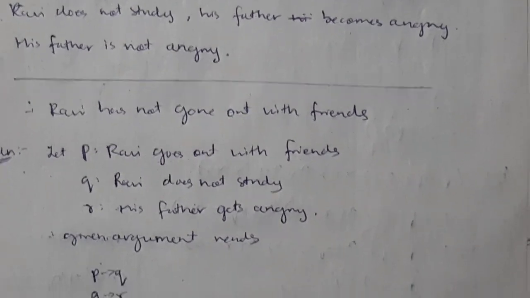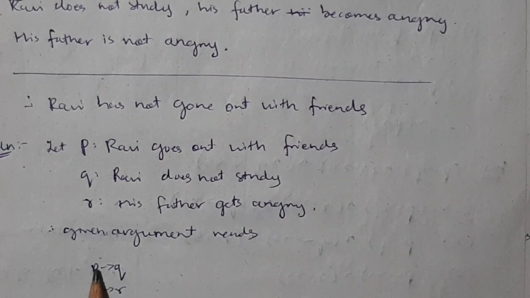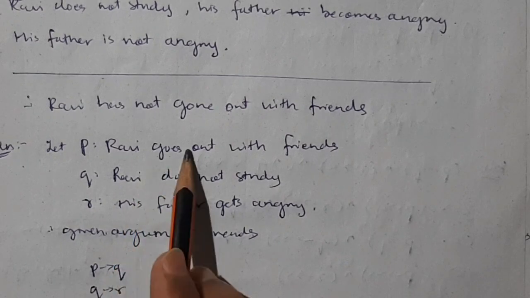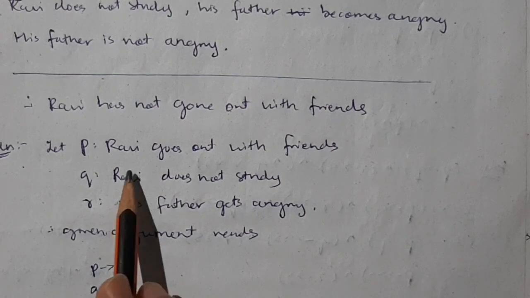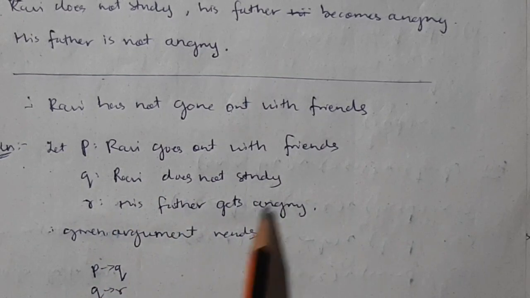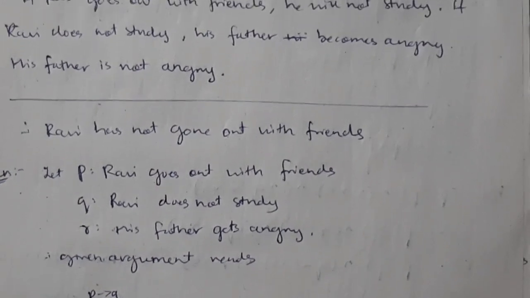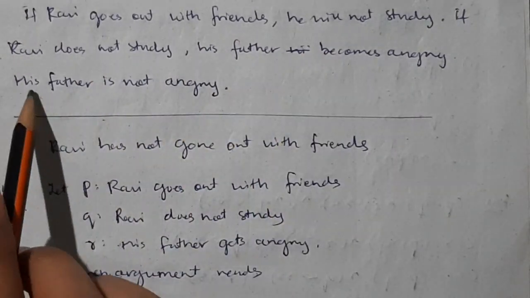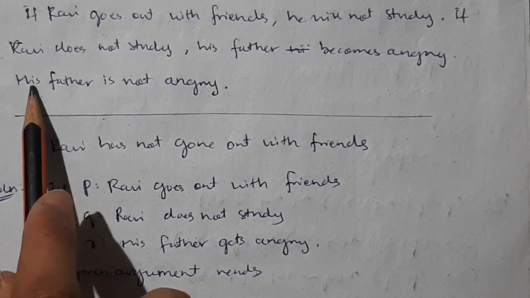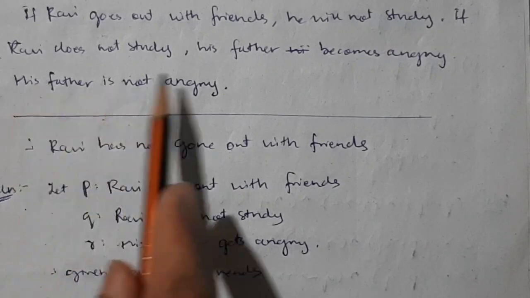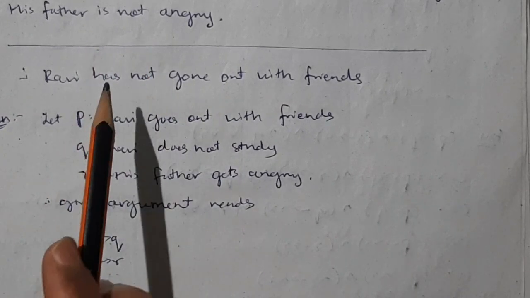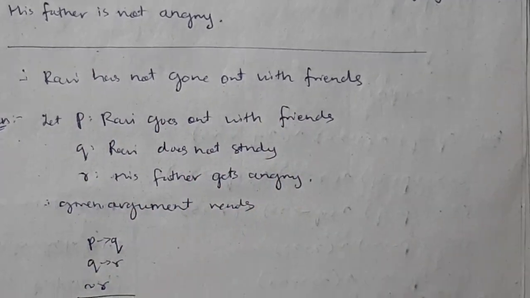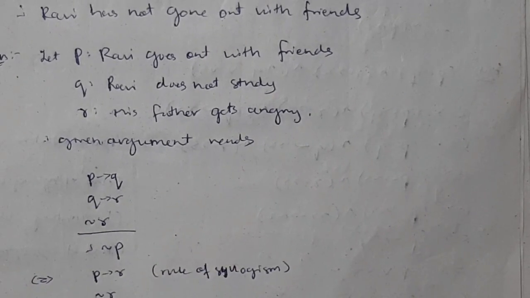The given argument is, if Ravi goes out with friends, he will not study. That is P conditional Q. See, if Ravi goes out with friends, he does not study. So that's the first statement. Second is, if Ravi does not study, his father will get angry. That's the second statement which is given in the question. Okay. Then the third statement is, his father is not angry. That is not R. Okay, and the conclusion given is, Ravi has not gone out with his friends. So that is not P. See, this is not P, which is Ravi has not gone out with his friends.